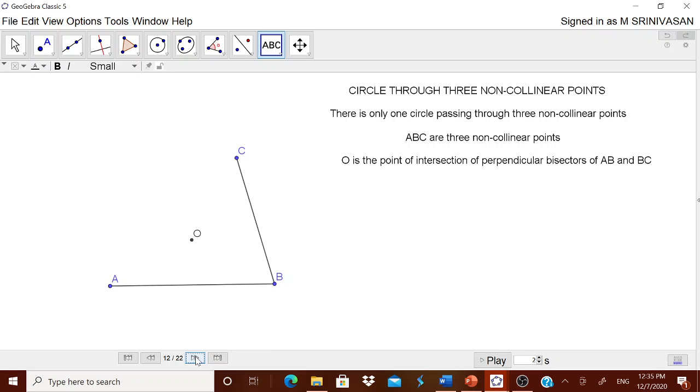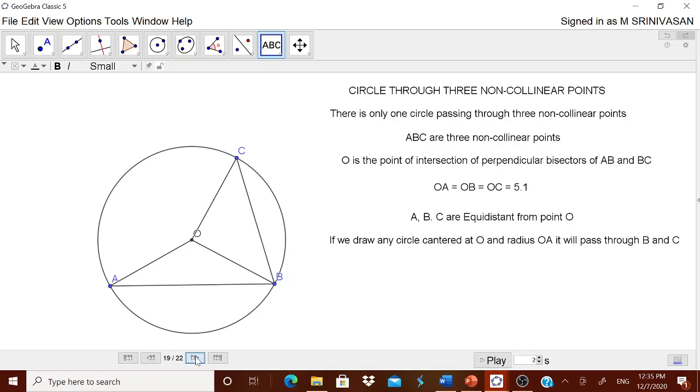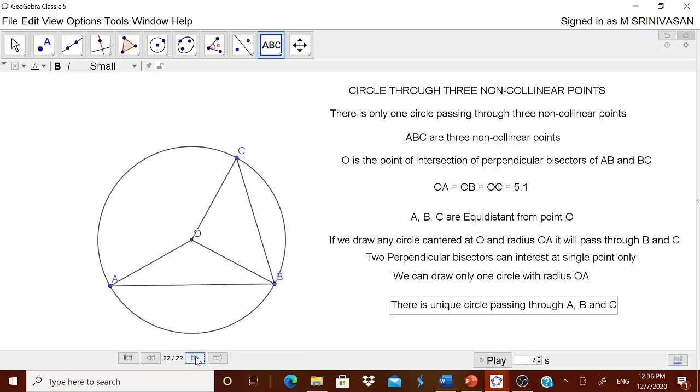Now we can ask them to measure OA, OB and OC. They are totally equal, equidistant. Now I will draw one circle centered at O. Now that circle has come. Now you can continue with your explanation that O is actually the meeting point of the two perpendicular bisectors of AB and BC. It cannot be more than one. Therefore, we can draw only one circle and it can pass through A, B, C.